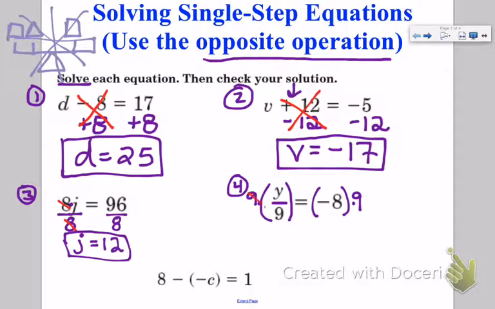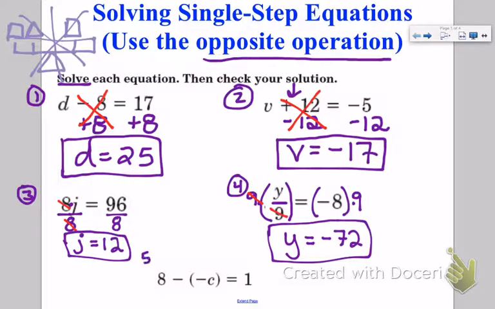On the left, the 9 is going to cancel out. So we're left with just y. And then -8 times 9 is -72. And we got y alone, and that was our goal. We achieved it.